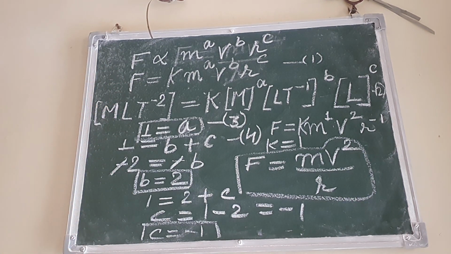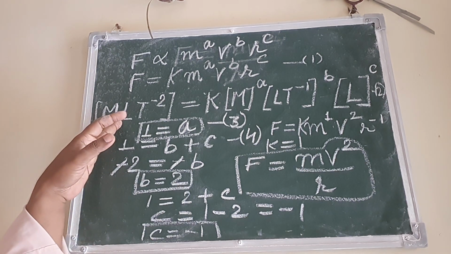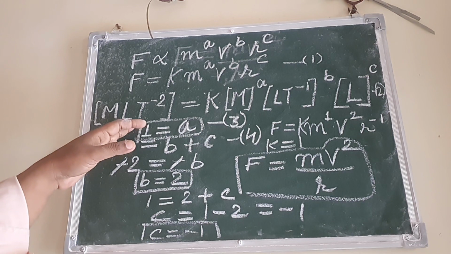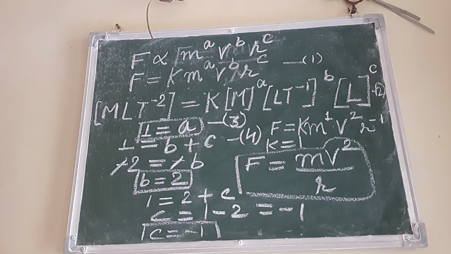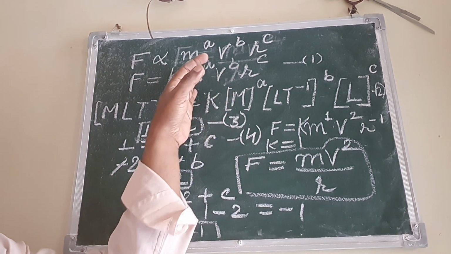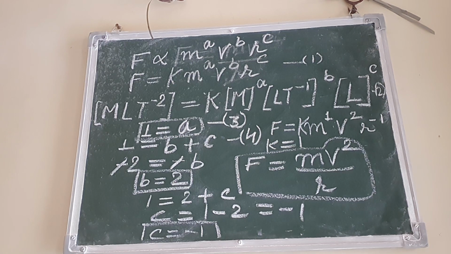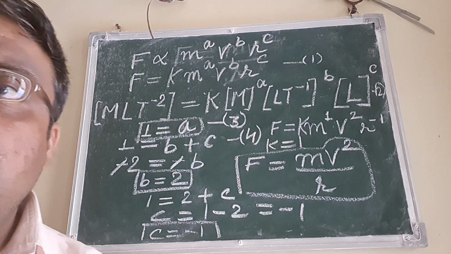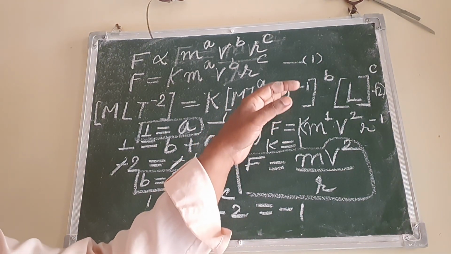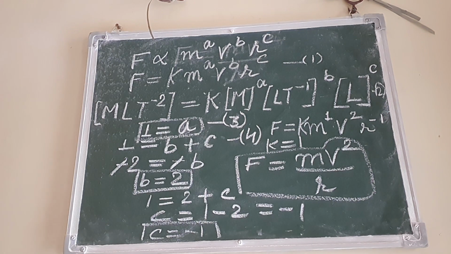So force, according to Newton's second law, is mass into acceleration. The dimension of mass is capital M, and acceleration is L T raised to power minus 2. Here, F is equal to k, and the dimension of m is M raised to power a, velocity is (L T raised to power minus 1) whole raised to power b, and r, that is the radius, that is the length, so L raised to power c. This is our second equation.